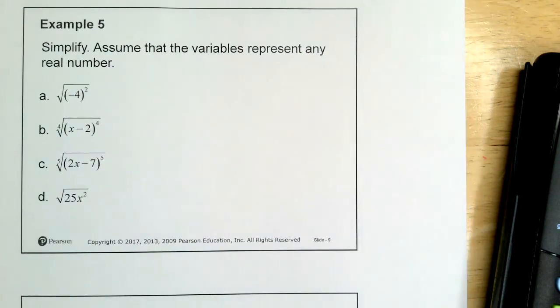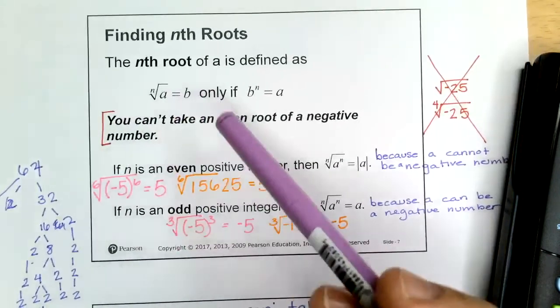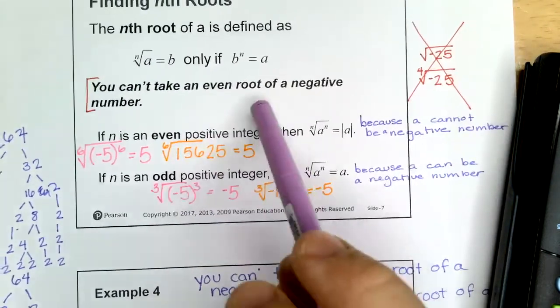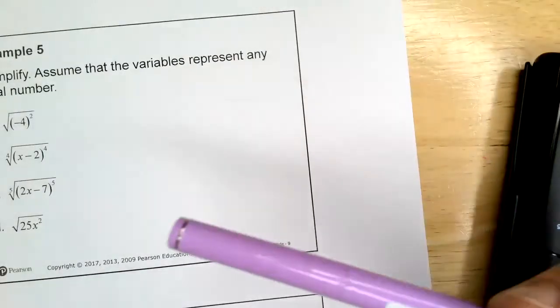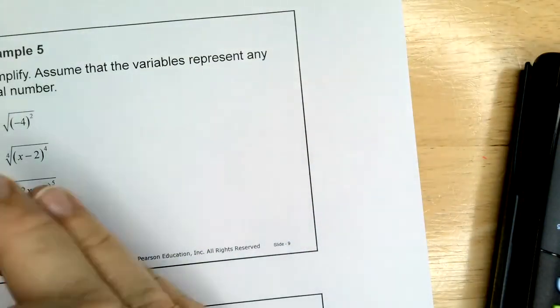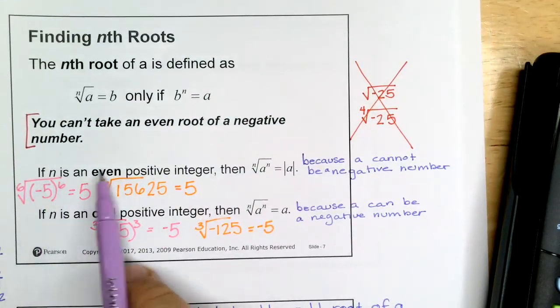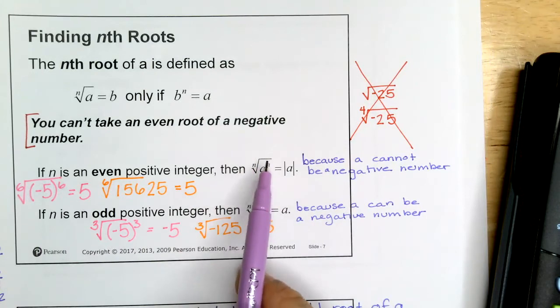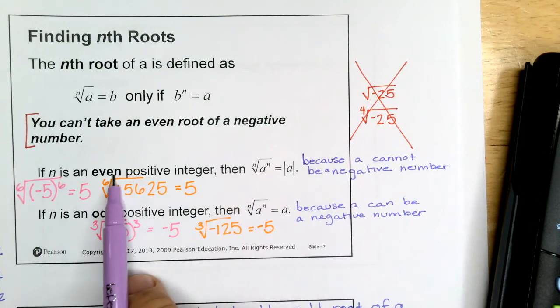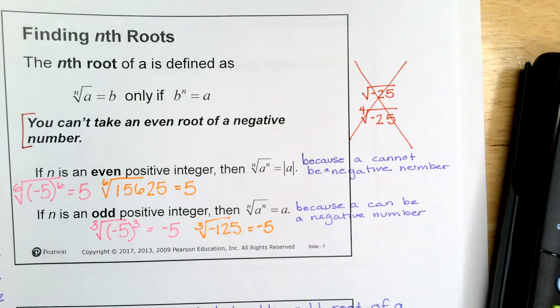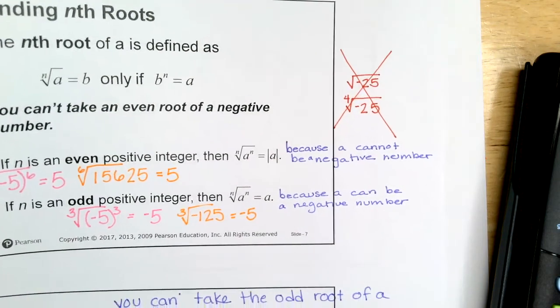Example 5 to simplify. Assume that the variables represent any real number. Okay. So this is when we're going to use, we should probably have put this rule after example 4. All right, so example 5 is practicing this. If your root is even, you need absolute value bars because it cannot be a negative number.